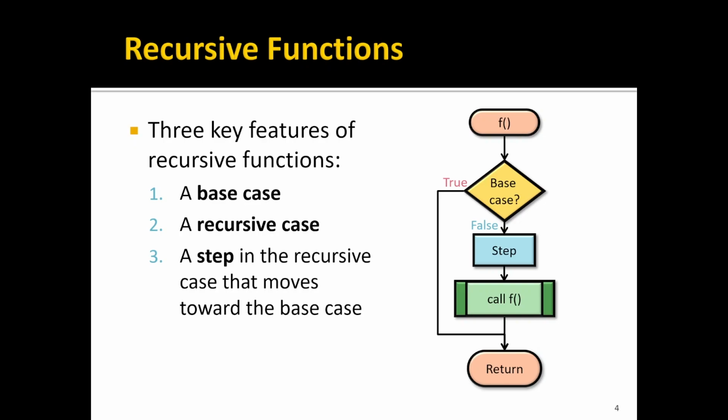So the basic structure of an effective recursive function can be seen in this flowchart. So we have some function called f. The first thing it does is ask, am I at the base case? If so, then we're done. That's the end of it. We can solve the problem trivially. If we're not at the base case, then we take the false branch, we take some step towards that base case, and we call our function again.